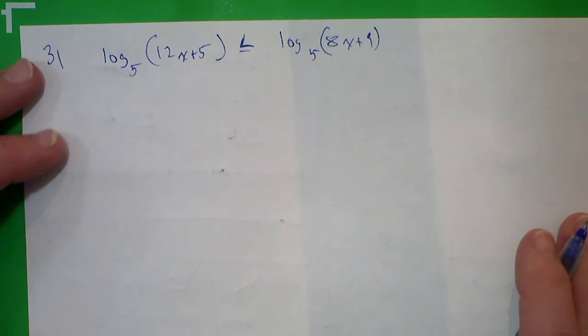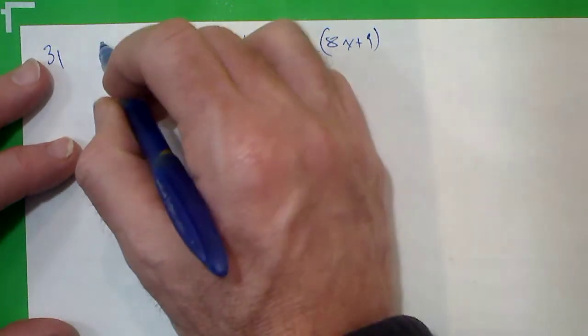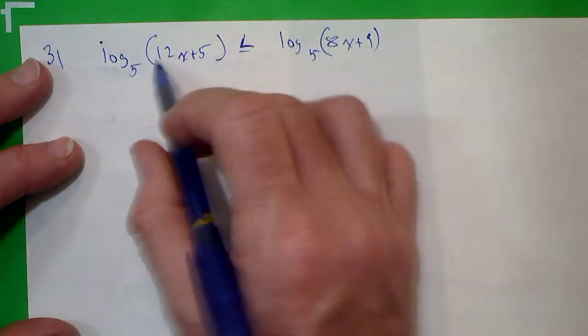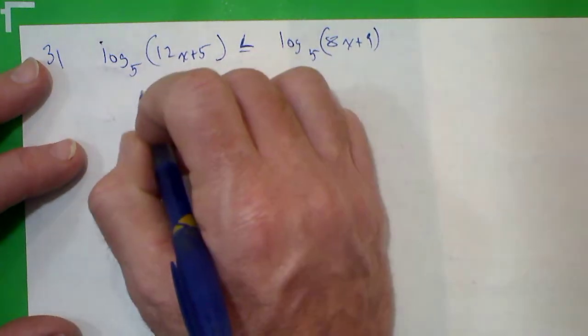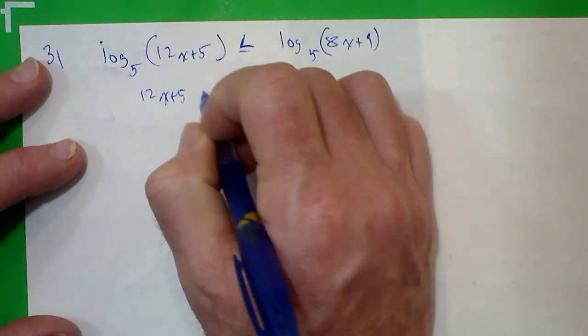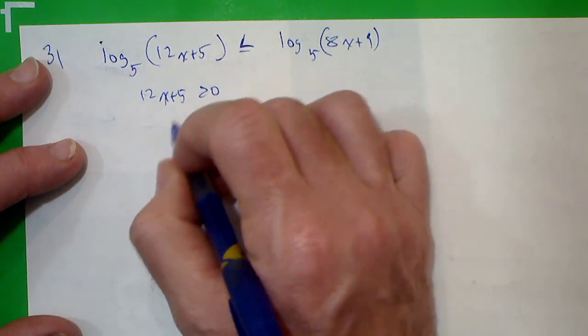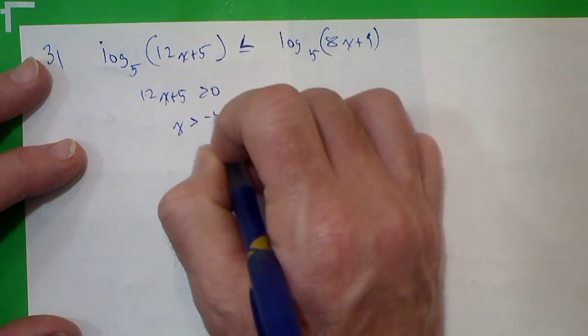All right. So they're both log base 5. Okay, so let's do the restrictions on the solution set right now. So 12x plus 5 has to be greater than 0. Subtract 5, divided by 12. X has to be greater than negative 5/12.